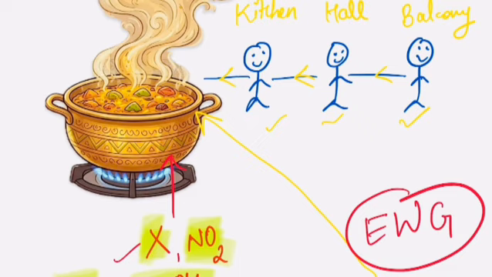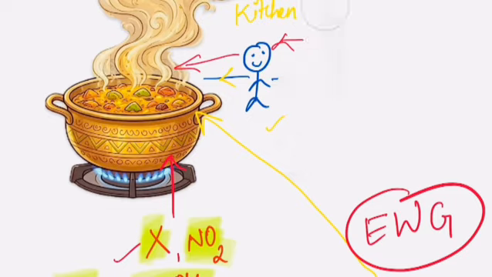Now, let us try to understand this with the help of an example. Here, there are three persons, one sitting in the kitchen, one in the hall, and one in the balcony. The one sitting in the kitchen will get the strongest smell as he is nearest to the food. The one sitting in the hall will get little smell, and the one in the balcony will get very, very little smell as he is far from the food. Now, what if I draw carbon atoms over here?